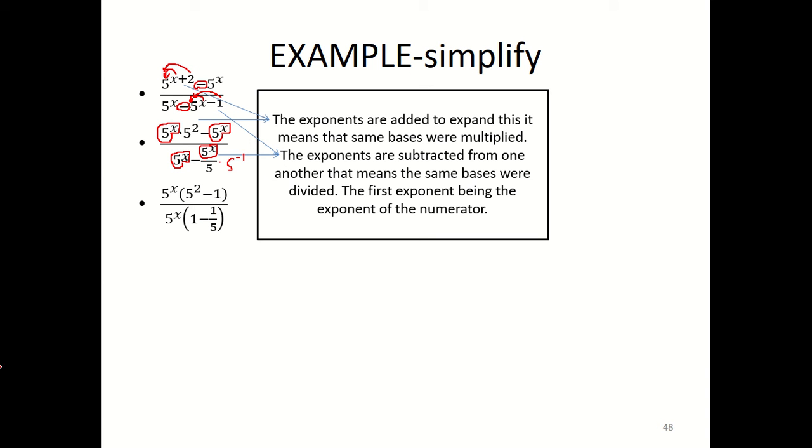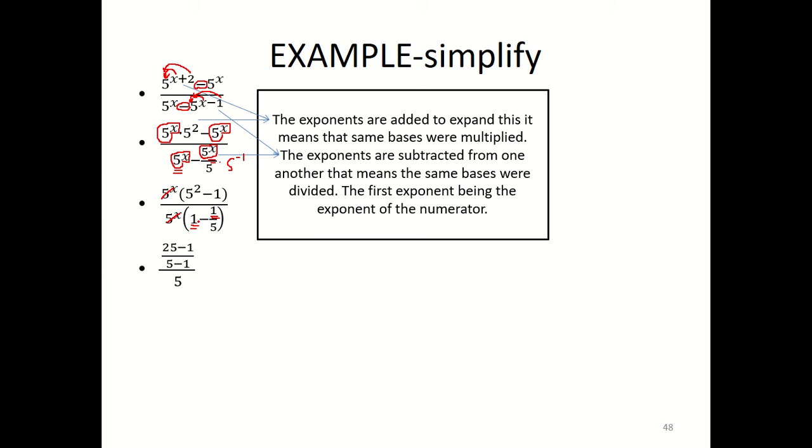Okay. In the numerator, I'm going to take 5 to the exponent of x as a common factor. Take it out. I'll be left with 5 to the exponent of 2 minus 1. In the denominator, if I take this 5 to the exponent of x out as a common factor, I'll be left with 1. If I take out that 5 to the exponent of x as a common factor, I'll be left with 1 over 5. Now, 5 to the exponent of x and 5 to the exponent of x cancel. In the numerator, you will have 25 minus 1, and 25 minus 1 is simply 24.